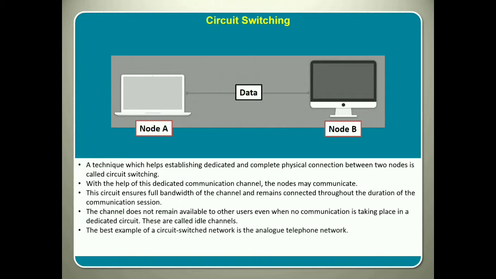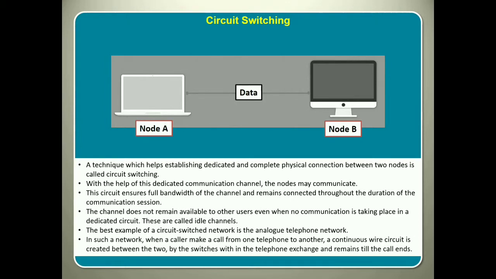The best example of a circuit-switched network is the analog telephone network. In such a network, when you make a call from one telephone to another, a continuous wire circuit is created between the two by the switches within the telephone exchange and remains till the call ends.